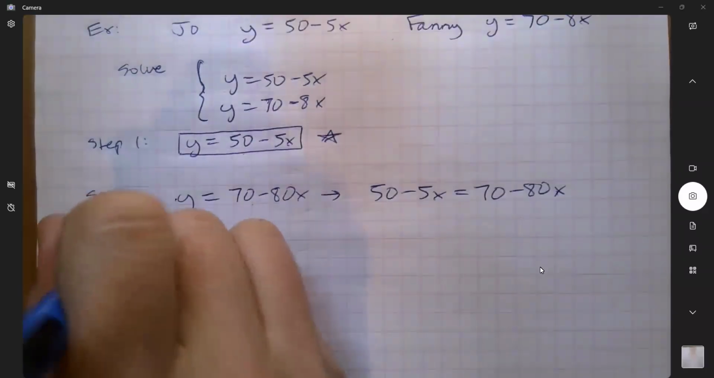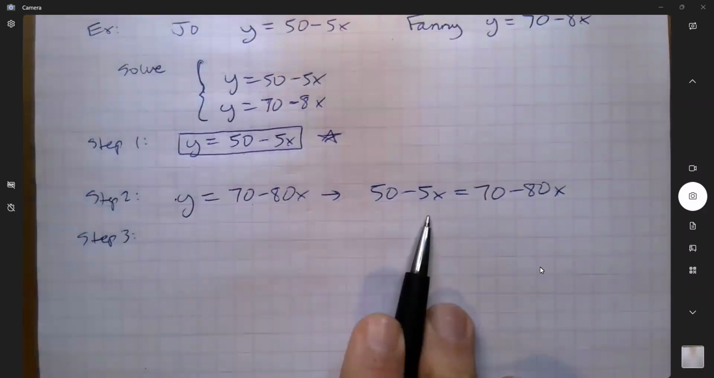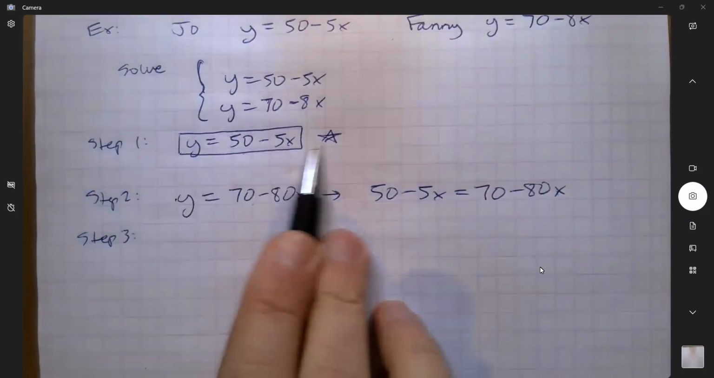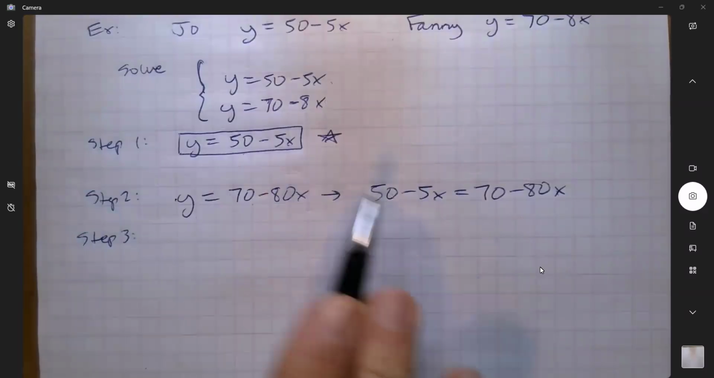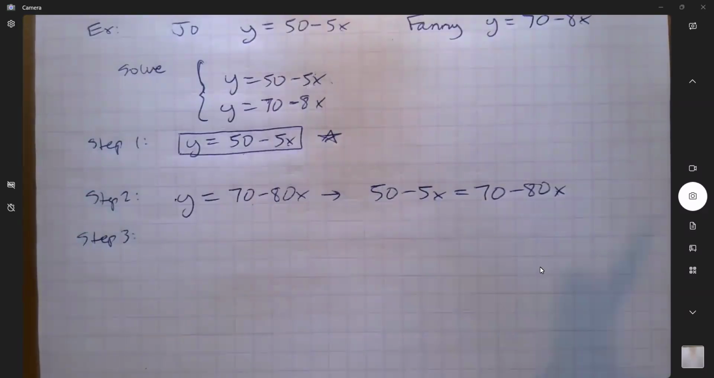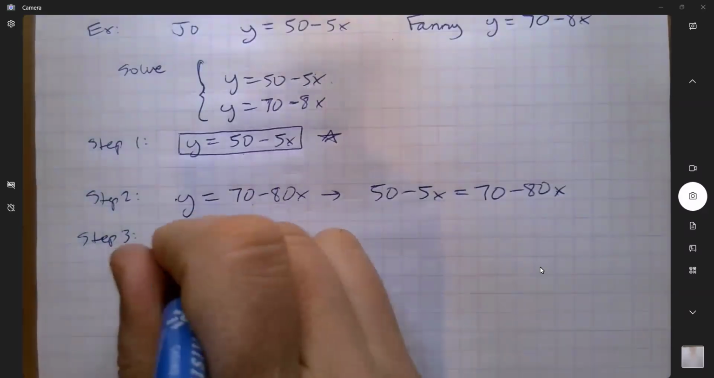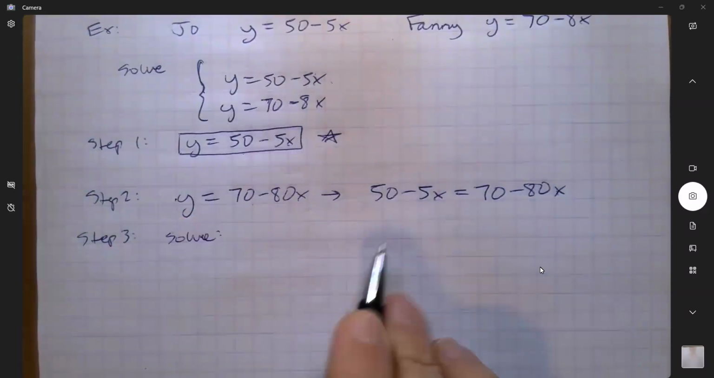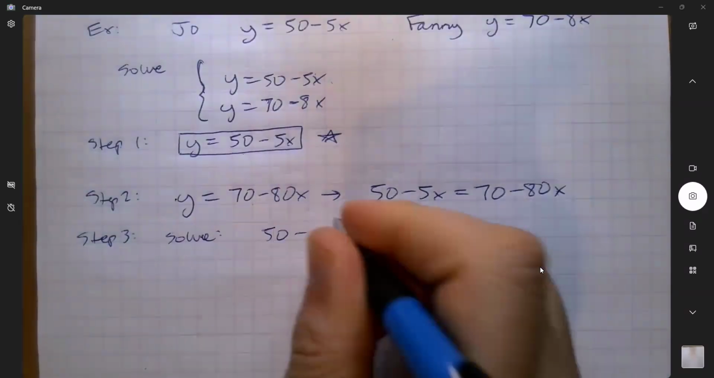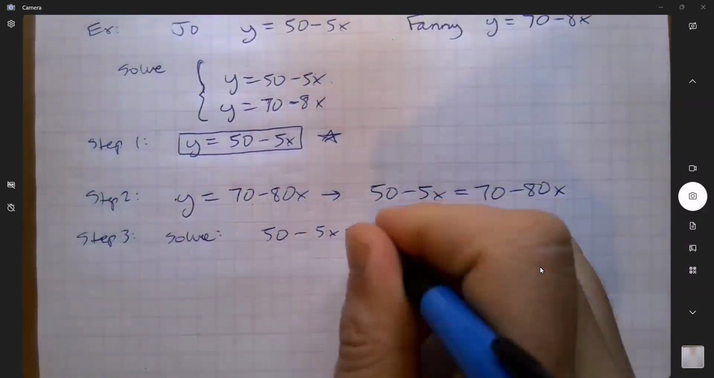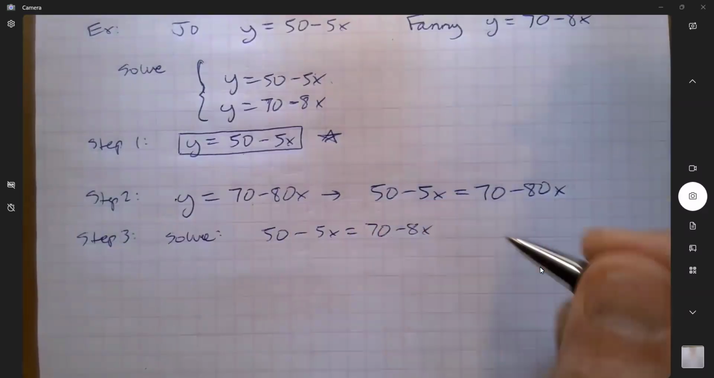So in this case, the first couple pieces are very simple. We already have our starred equation, and substituting it in is as simple as making these two pieces equal each other. And so now we'll solve. And this is an exercise in collecting like terms. 50 minus 5x equals 70 minus 8x.